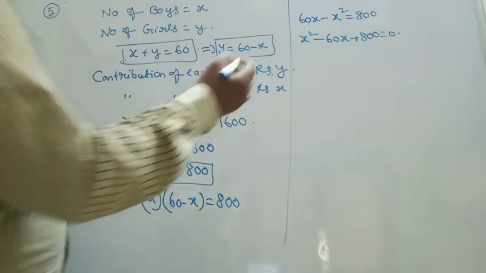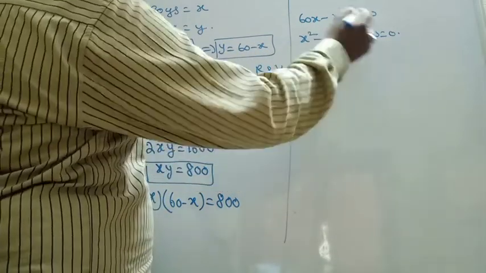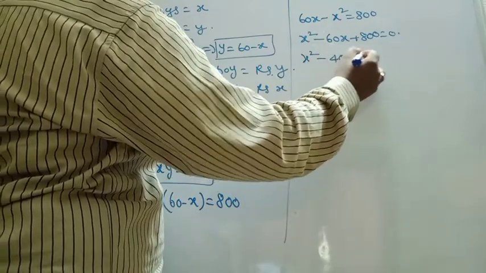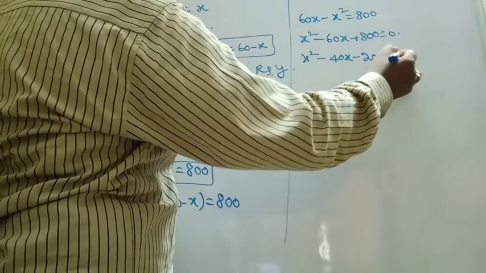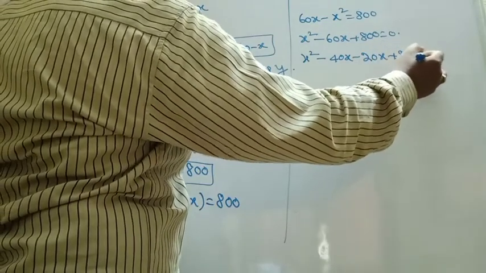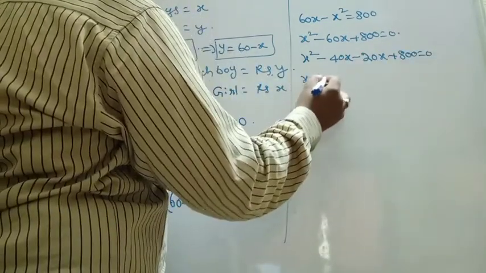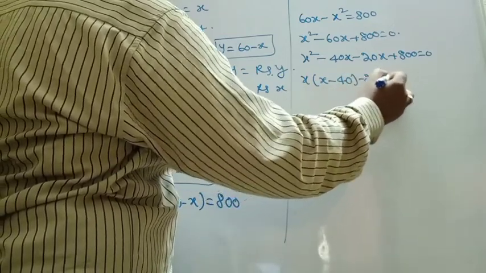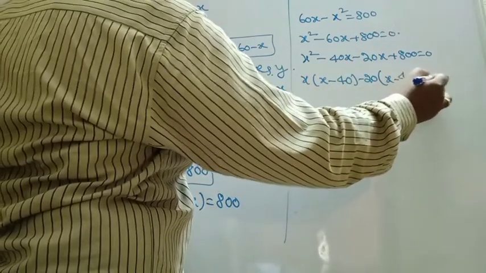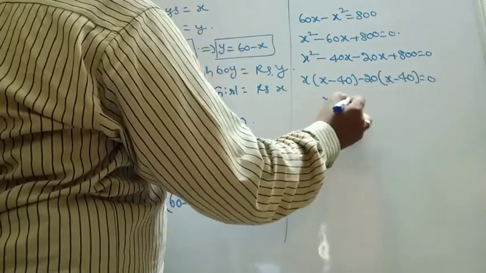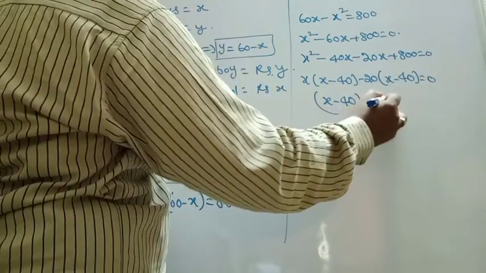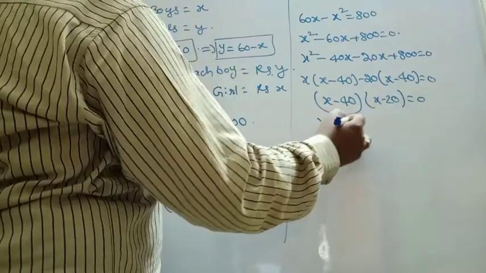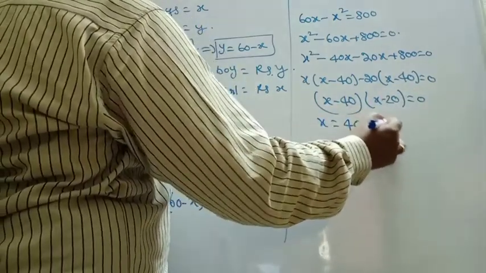Now we can split the middle term: multiplied gives 800 x square, adding gives minus 60, that is 40 and 20. So x square minus 40x minus 20x plus 800 is equal to 0. Now take x common, x minus 40, and minus 20 common, x minus 40 is equal to 0. Now this is x minus 40 into x minus 20 is equal to 0. That means x is equal to 40, 20.